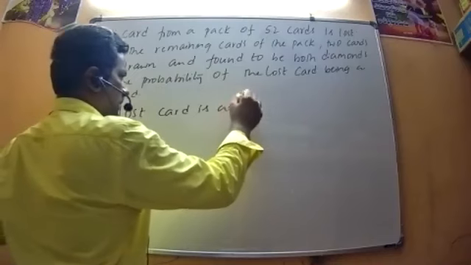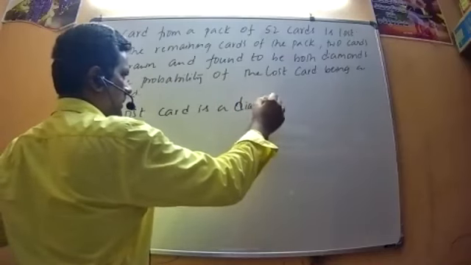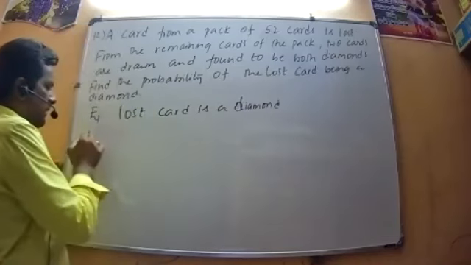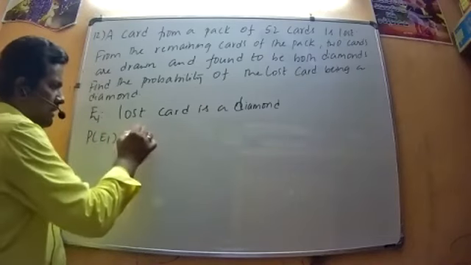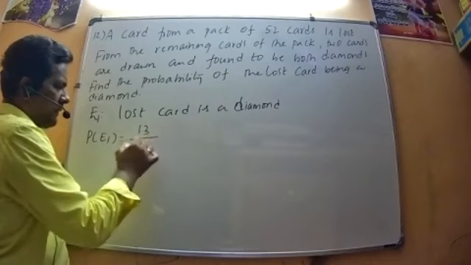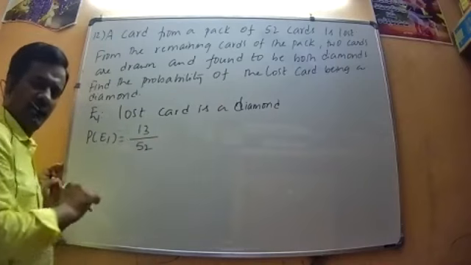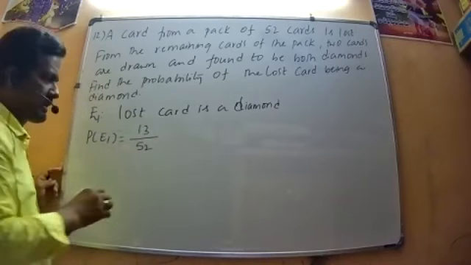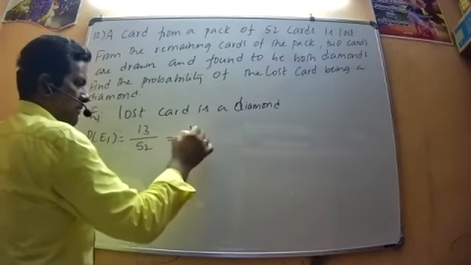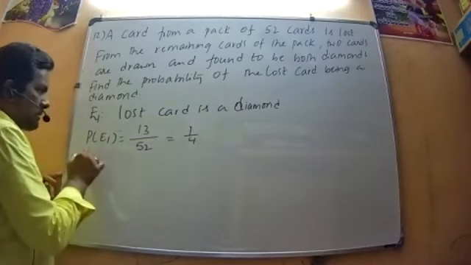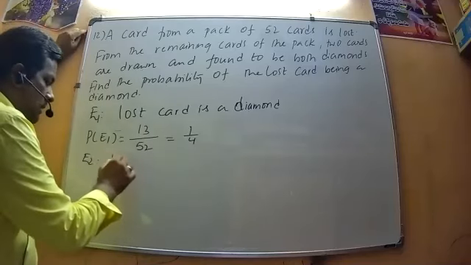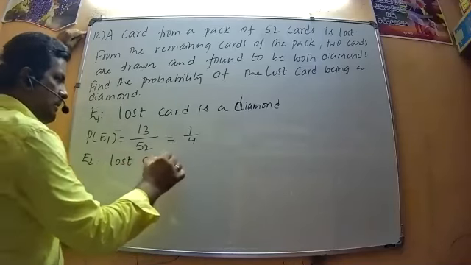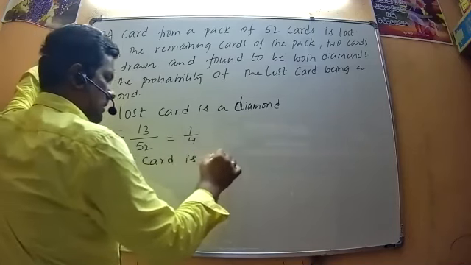So what is the probability of event E1? The probability of event E1 is given as: diamond cards are 13, out of a total of 52 cards. 13C1 by 52C1, both mean the same, which is equal to 1 by 4. Now E2 be the event that the lost card is not a diamond.